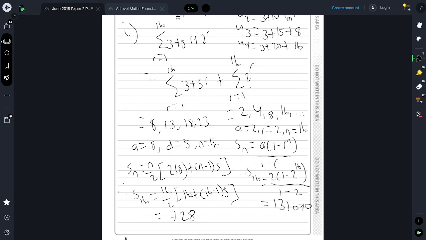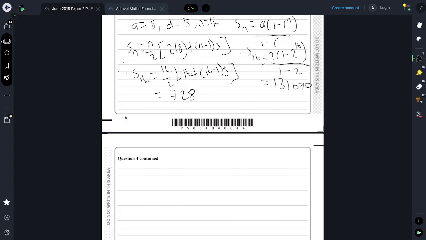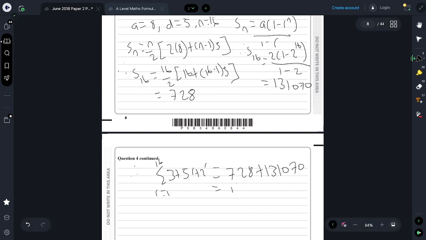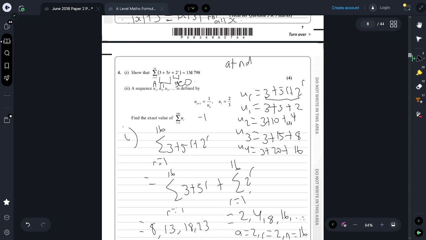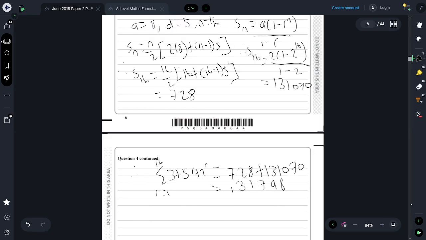131070. Okay, and therefore we're going to add them. So the original summation of 3 plus 5r plus 2 to the r is adding these two together, right? 728 plus 131070 gets you what? 131798. Is that the answer they wanted? Yes, 131798. Lovely jubbly. So that's how you approach that.